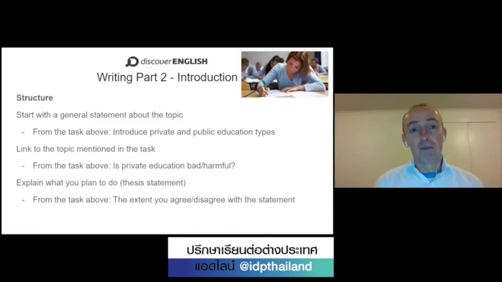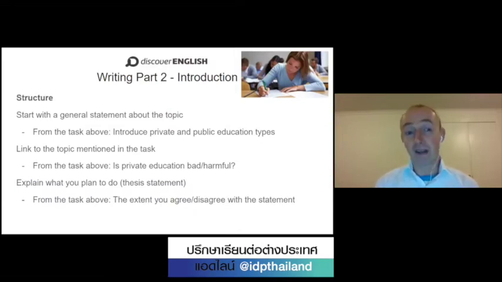Now let's have a look. Writing part 2, introduction. The structure of the introduction is you start with a general statement about the topic, not off the topic, not so general that it's not closely related to the topic. So from the task above, you'll be looking at introducing private and public education types, like those as actual different types and options for education.